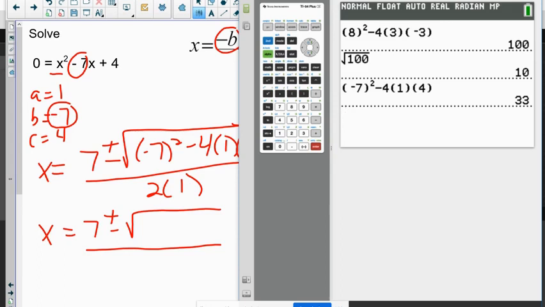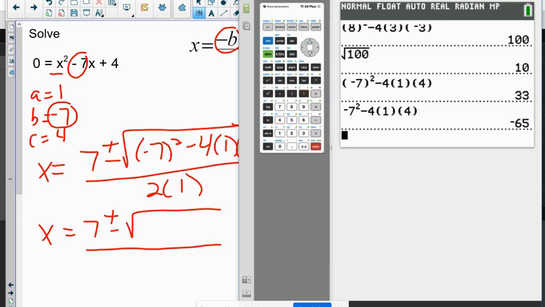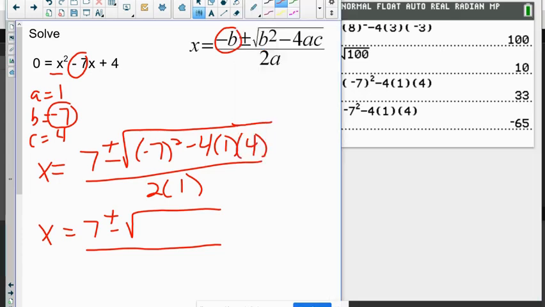I do want to show you what happens if you forget the parenthesis. If I do just negative 7 squared minus 4 times 1 times 4, notice my calculator gives me a different answer, and that's because in the bottom equation, it's squaring 7 and then making it negative as opposed to doing negative 7 times negative 7. So that top one is the correct one. So always use that parenthesis. All right, all over 2.